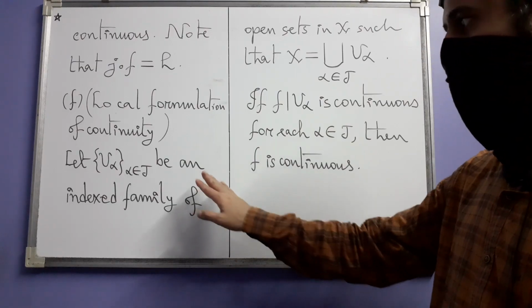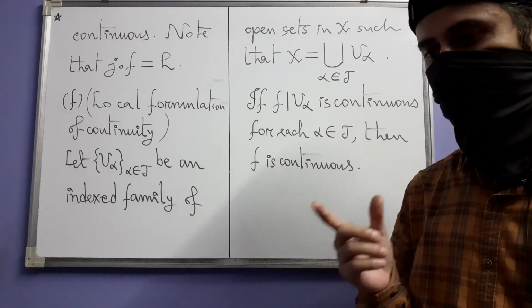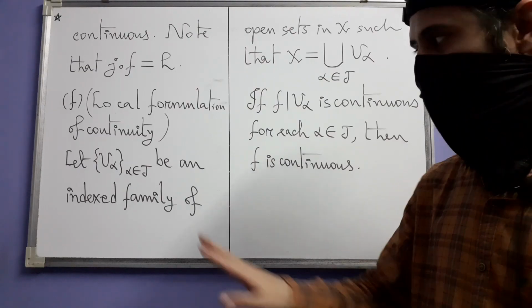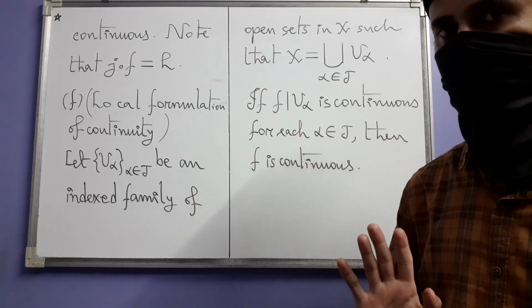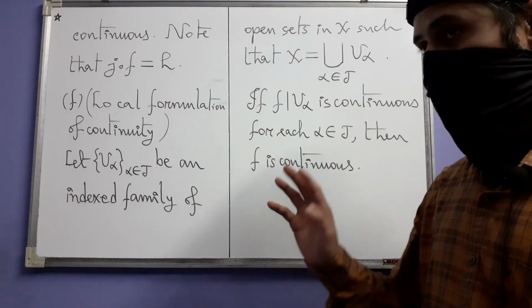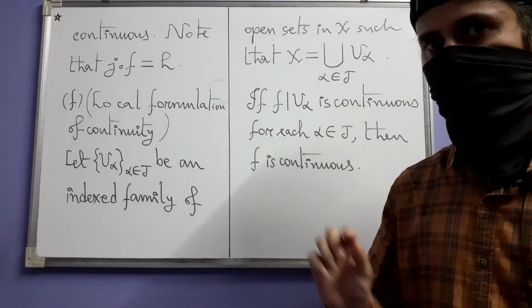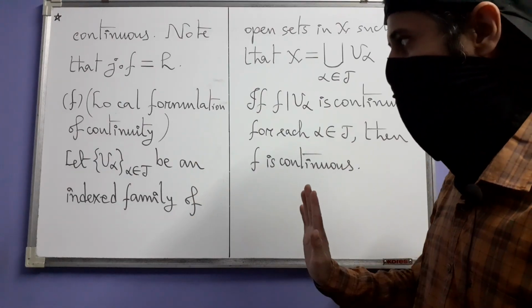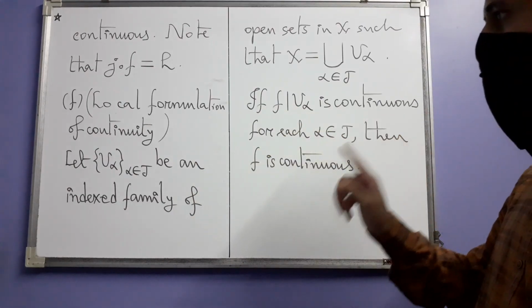I should have started the statement like this: let f from X into Y be a function. I forgot to write that, but you write that yourself, okay? It's not given that f is continuous. f is just a function from X into Y. That's how it starts.